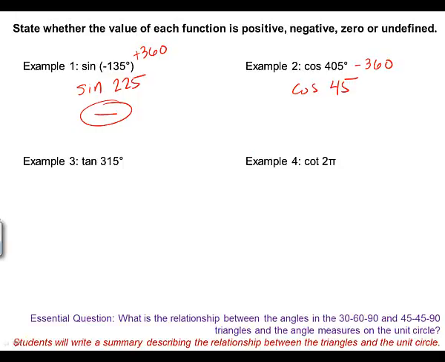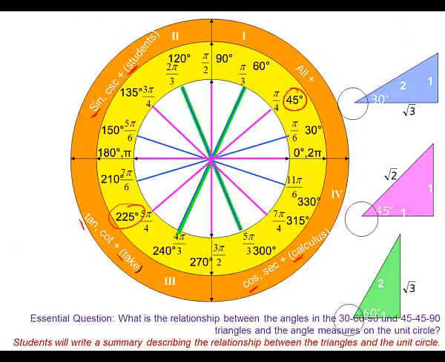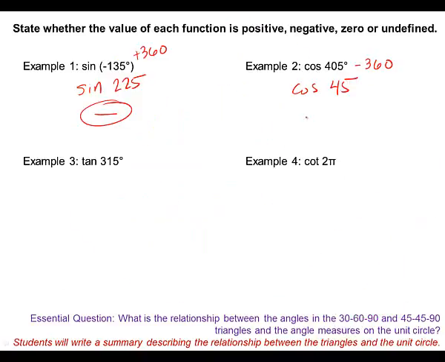All right, looking at the cosine of 45. So I'm looking for 45. Which quadrant is it in? First quadrant. What is cosine, positive or negative, in the first quadrant? Positive.